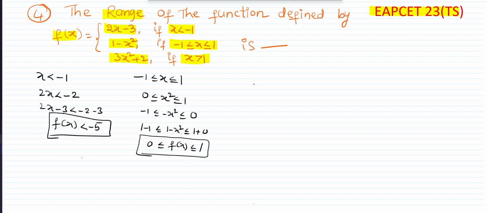And the third condition, x greater than 1, is given. For x greater than 1, that is the 3x square plus 2 function. So squaring on both sides, that is x square greater than 1. Multiplying by 3, that is 3x square greater than 3.